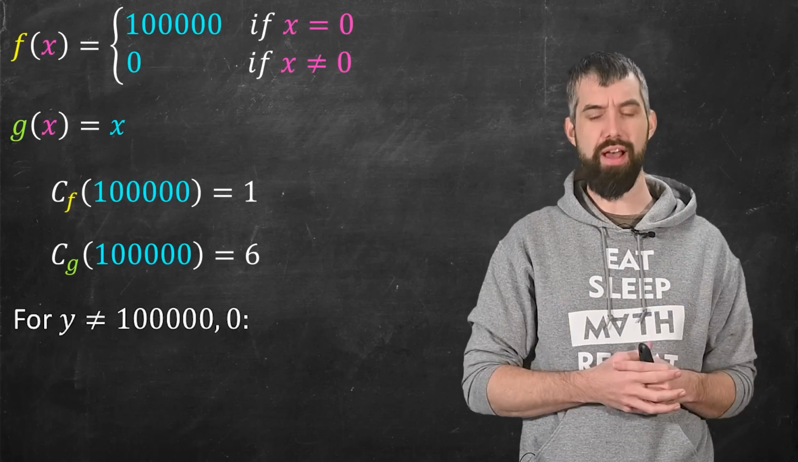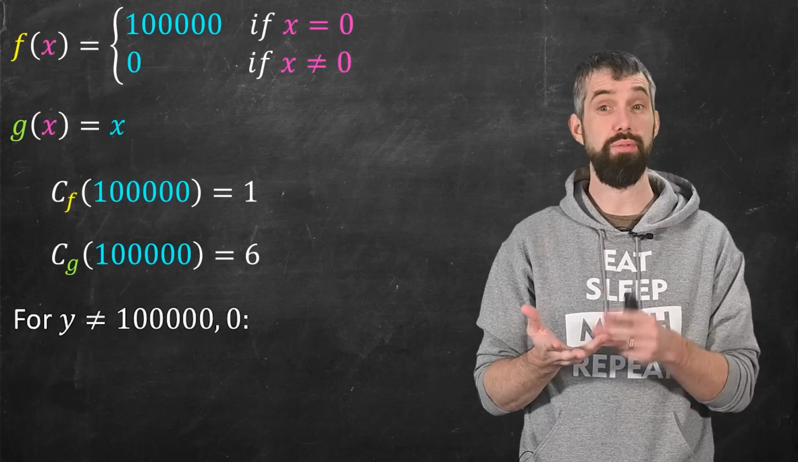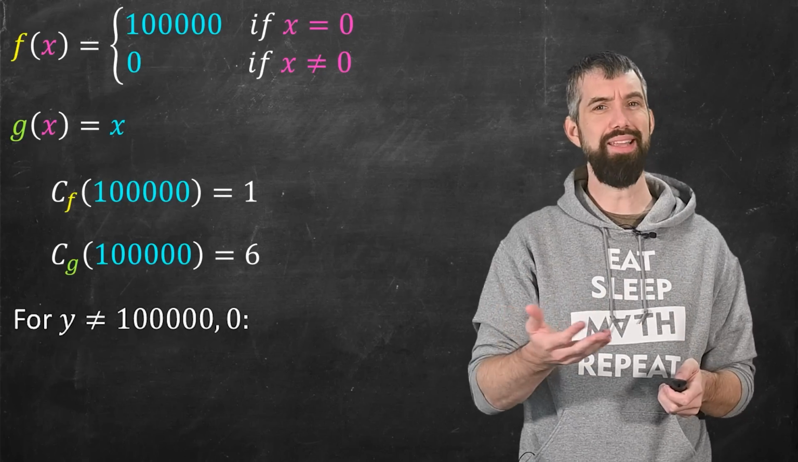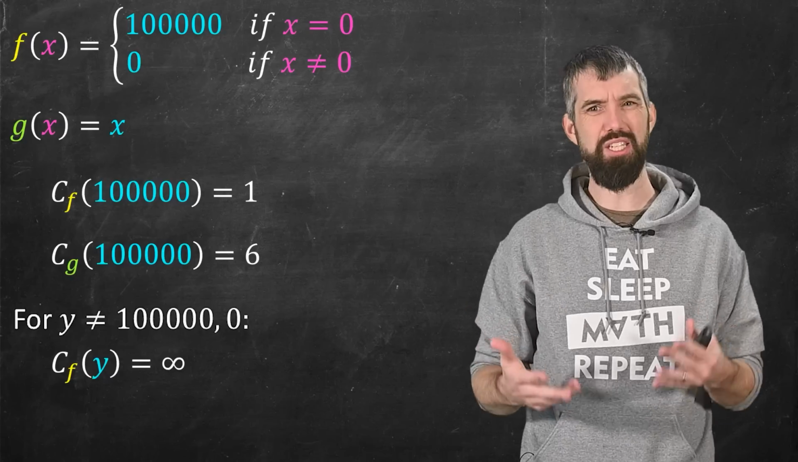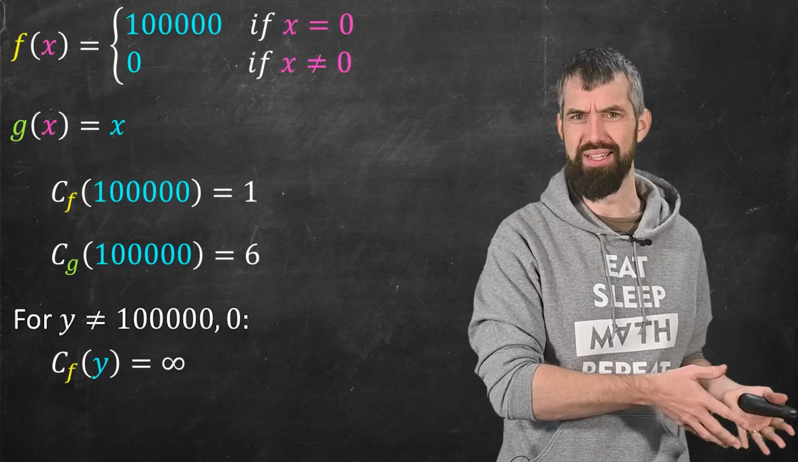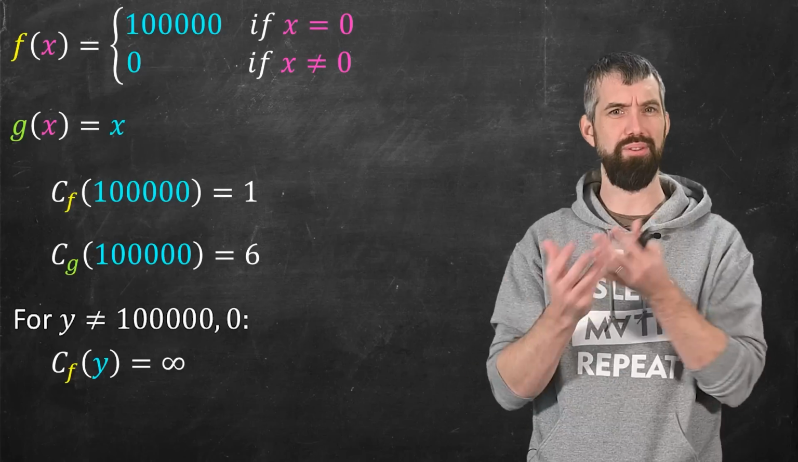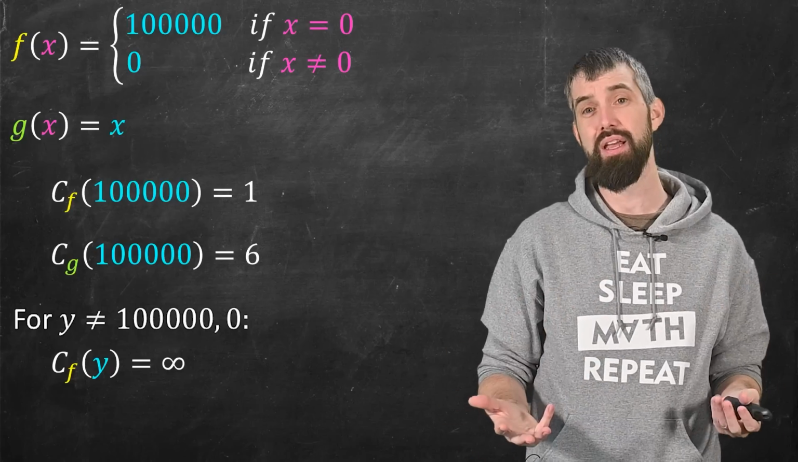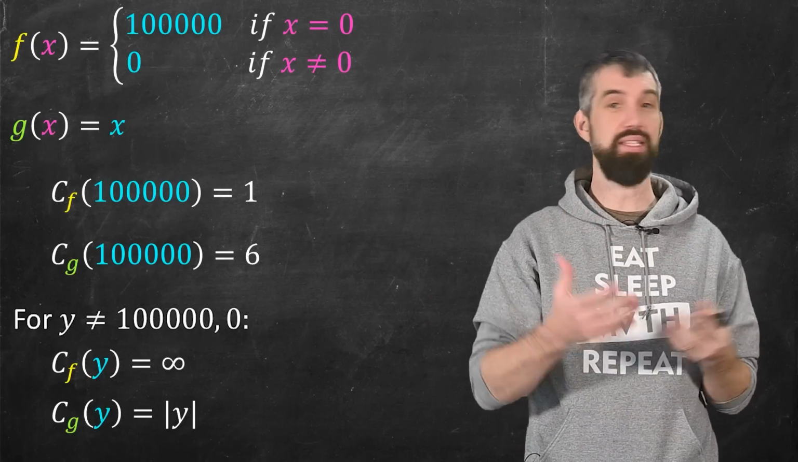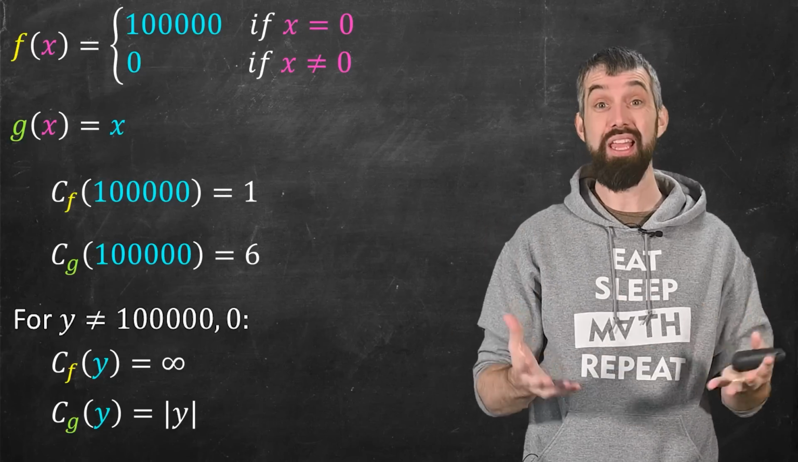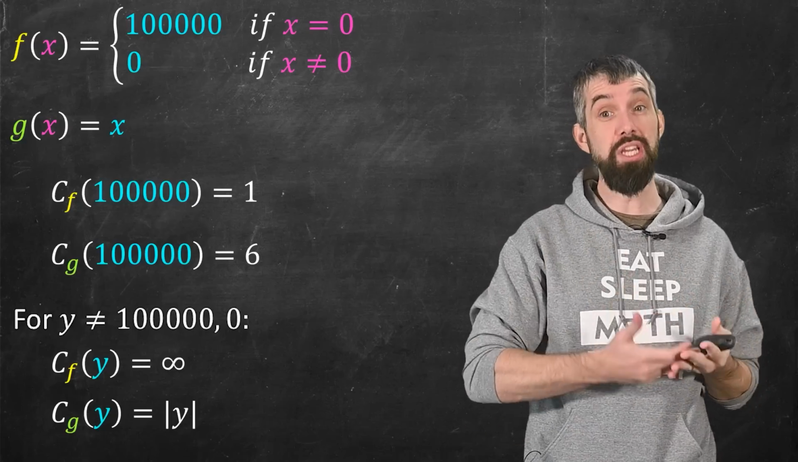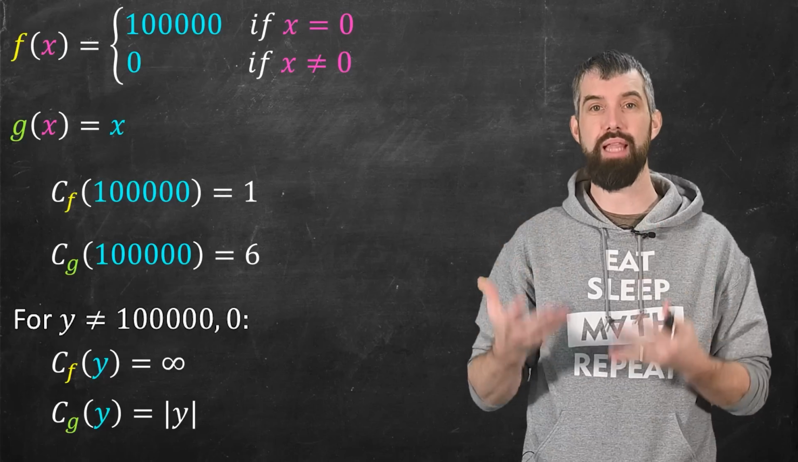So for almost all the other values, the ones that are not 16 and then also not 0, well, that number is not even in the outputs of the function. And so we actually define these to be infinite. Like there are no inputs that output that particular y, so its complexity is infinite. But for g, again, it's the identity function, right? So it's just how long does it take to write that value in binary. The complexity under g of a particular output is just going to be the length of the output.